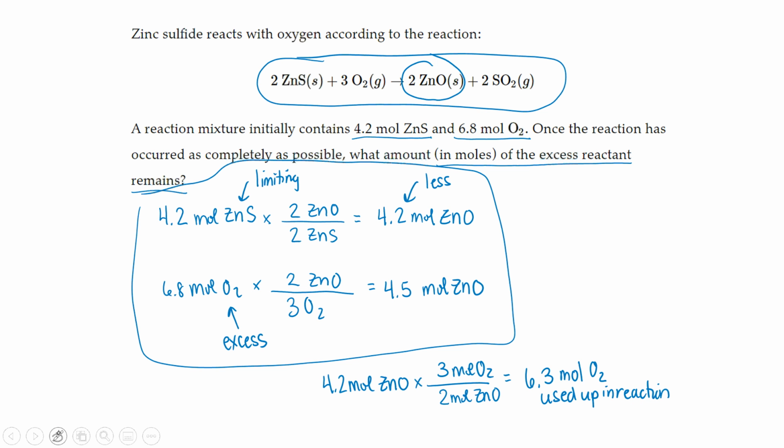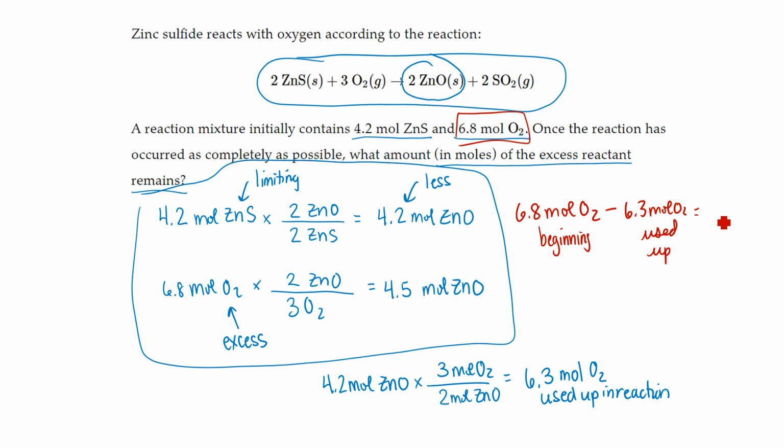So I haven't answered my question yet. My question is how much oxygen will be left over. So I need to go back and say, okay, at the beginning, I had 6.8 moles of oxygen before the reaction, and then 6.3 moles of oxygen are used up. So what I'm trying to figure out is how much is left over. That's going to be 0.5. So this is the answer to my question, how much excess reactant is there? There's going to be 0.5 moles of excess oxygen hanging out in the container once this reaction is complete.